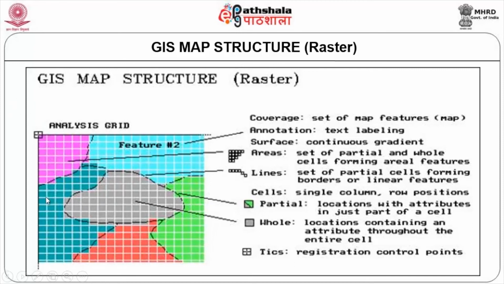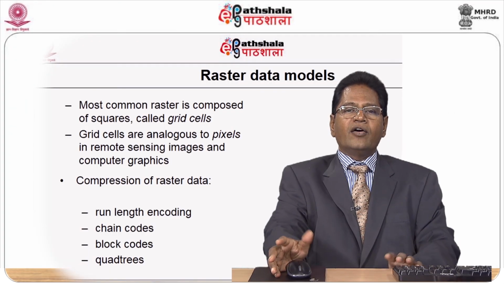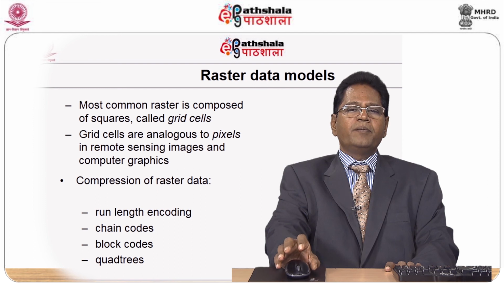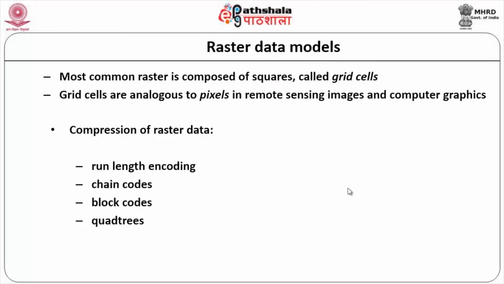What are the various raster models? Normally, as I was telling you, it uses grid cells, an array of grid cells. Different methods are there, but some of them are very important, like your quad tree, one of the good or the best methods of representing the data. You have block coding, you have chain coding. So, varieties are there, and run length coding is also a very good compression technique.